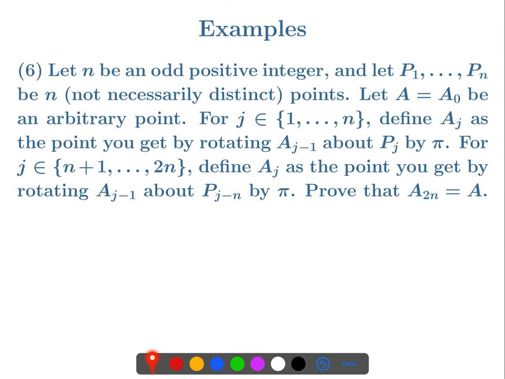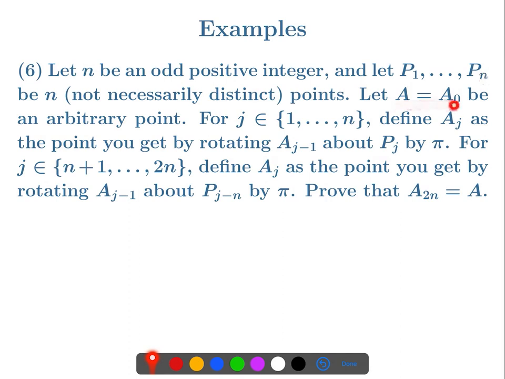So the last example I want to do in this lecture is not something you would normally see in a geometry class, but it has a fairly simple argument using what we've been talking about. So let's look at this. We're starting with n points. They can be anywhere, but they have to be an odd number of them. So we have an odd number of points.